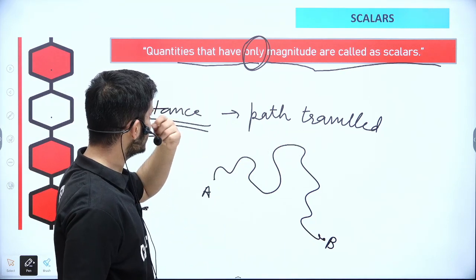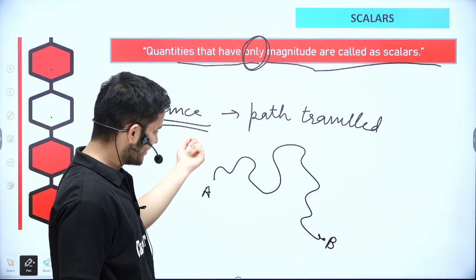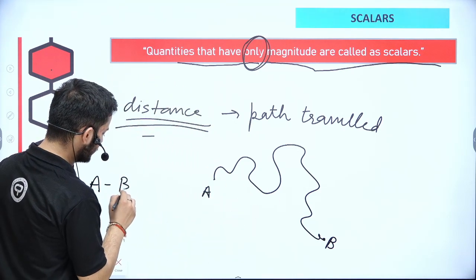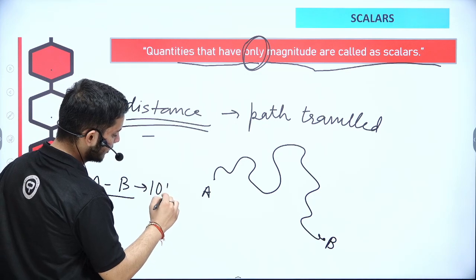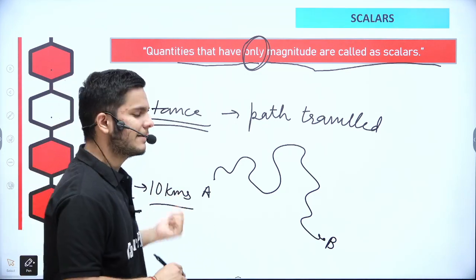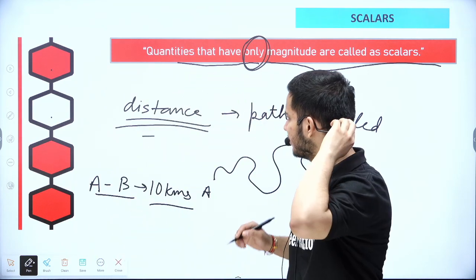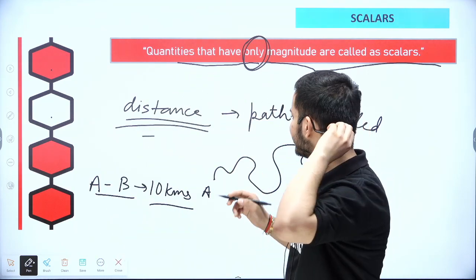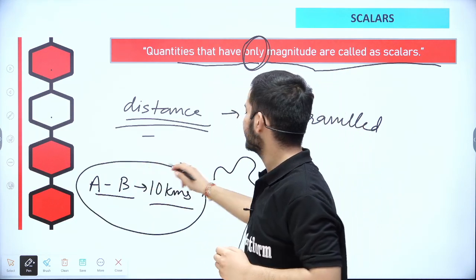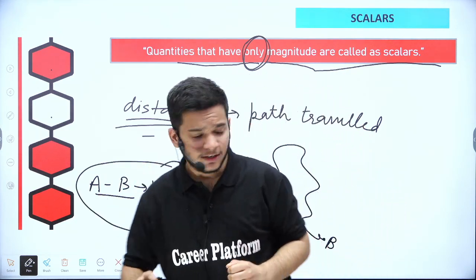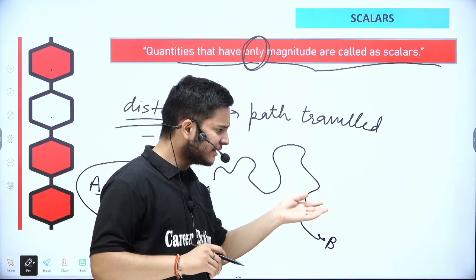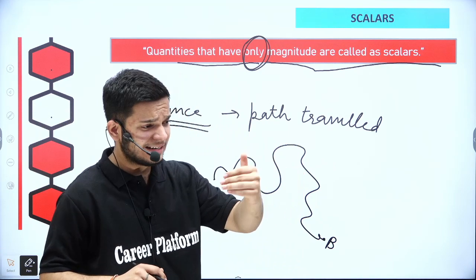So see what happens. Suppose the distance from point A to point B is 10 kilometers. So 10 kilometers is what? Its magnitude. We have to remind ourselves that it does not have any kind of direction. It has only magnitude. It's not saying that the man is going in north, south, east or west.